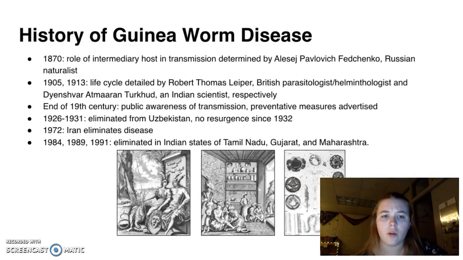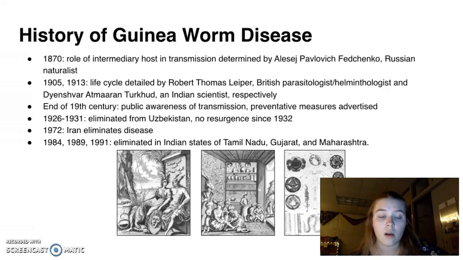In 1870, the role of the intermediary host in the transmission of this disease was determined by Mr. Fedchenko, who was a Russian naturalist. In 1905 and 1913, two different scientists figured out the life cycle of the worm, and by the end of the 19th century, there was pretty good public awareness of transmission, and preventative measures were being taken and advertised to prevent the disease.